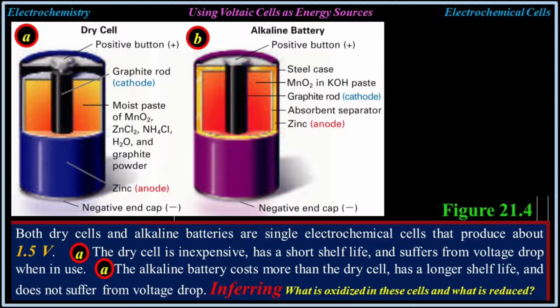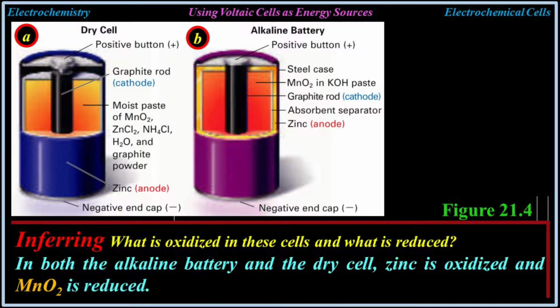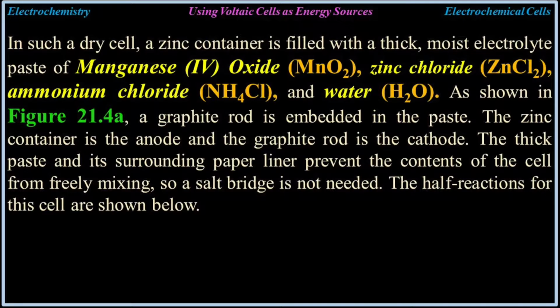Both dry cells and alkaline batteries are single electrochemical cells that produce about 1.5 volts. The dry cell is inexpensive, has a short shelf life, and suffers from voltage drop when in use. The alkaline battery costs more than the dry cell, has a longer shelf life, and does not suffer from voltage drop. Inferring, what is oxidized in these cells and what is reduced? In both the alkaline battery and the dry cell, zinc is oxidized and manganese dioxide is reduced.